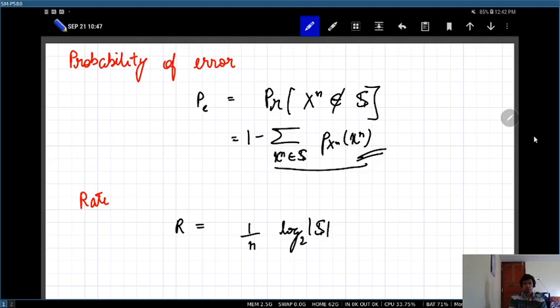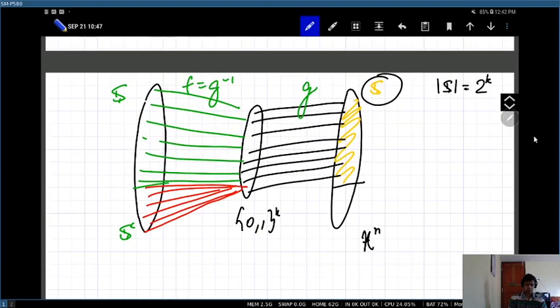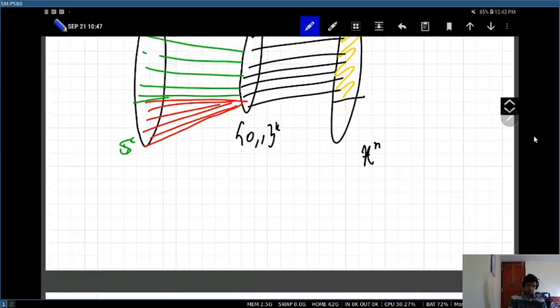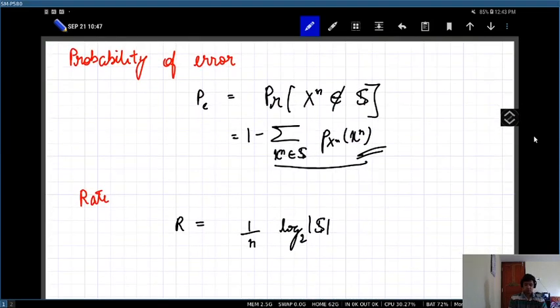We order the sequences in the order of decreasing probability, choose the top 2 to the k sequences, put those in S, and then select an arbitrary G and select F to be equal to G inverse, right? So that is the best compression scheme, but unfortunately we don't really know how to analyze it perfectly.